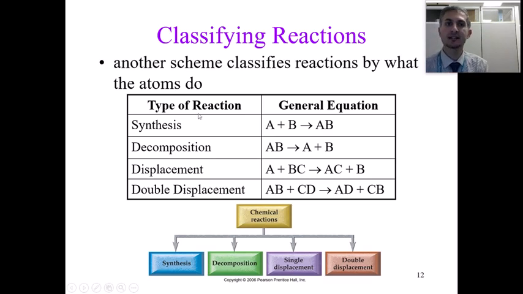The first type we call synthesis or composition. Whenever you add two elements and make one product, we call it synthesis or composition. How do you find out we have synthesis? If you have one product, we call it synthesis or composition. So the way you can get that one is if you have only one product.